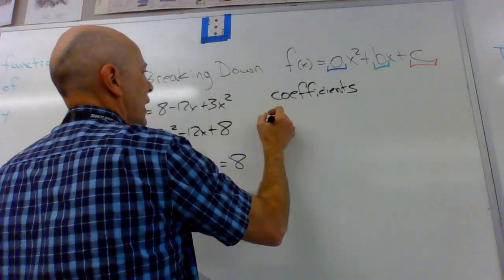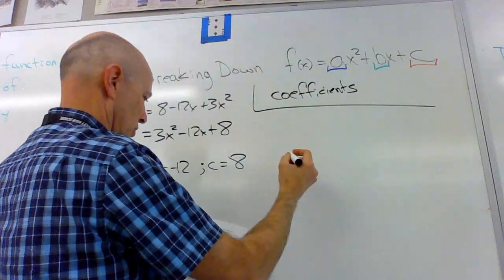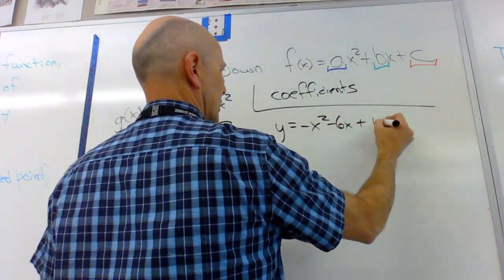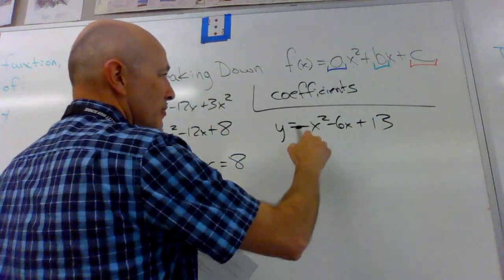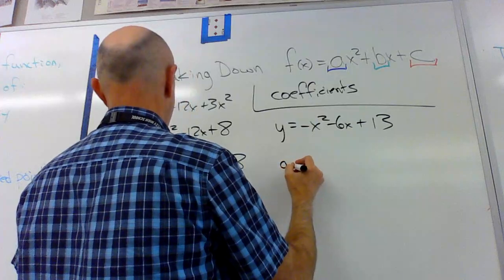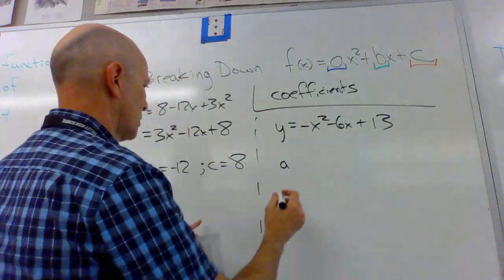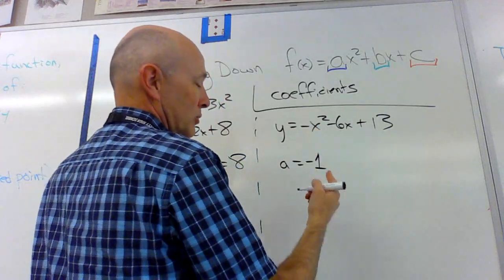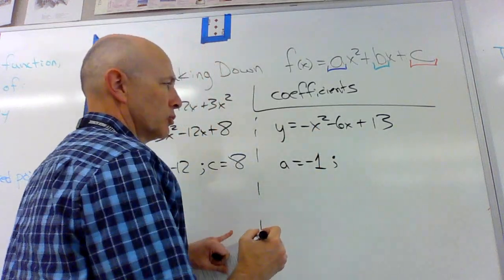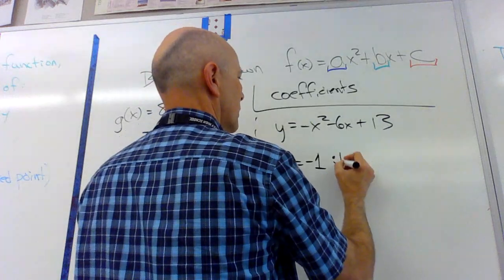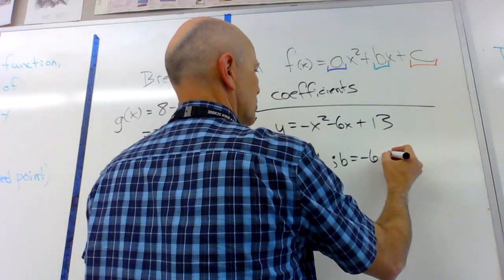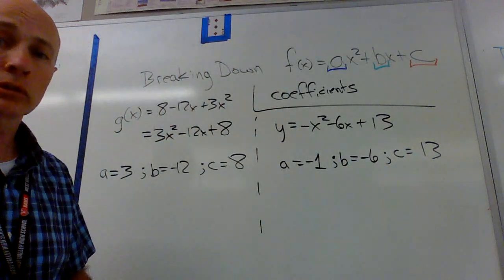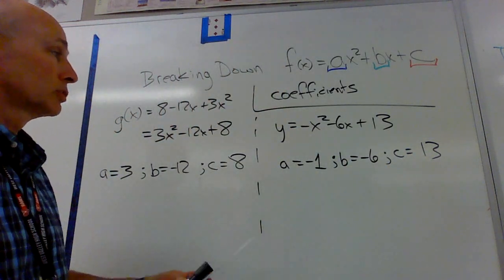Okay, so let's see. Second example here, I'm going to go with y equals negative x squared minus 6x plus 13. This is in standard form. My a in this case is going to be a negative 1. I don't see the 1 there, but that's what lazy mathematicians do, right? If it's 1 involved in a multiplication, we don't need to write it. The b is negative 6. And the c is 13. Shouldn't be difficult to get those and write them down.